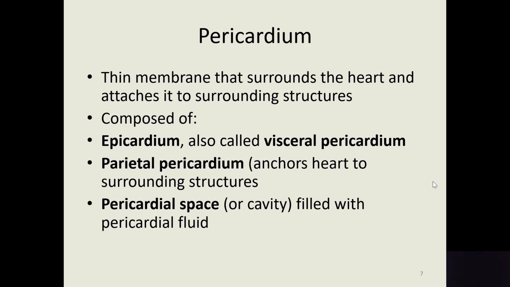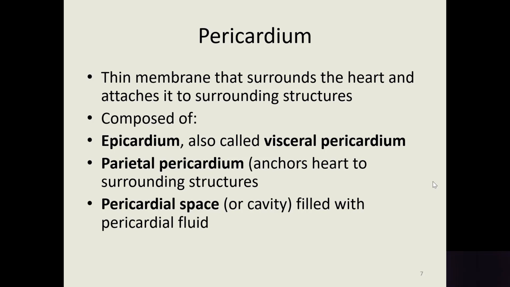So the pericardium, think of the pericardium as the sac that surrounds the heart. And it has two basic layers. The layer that sticks to the heart is called the visceral pericardium. Visceral means organ. That visceral pericardium is the same thing as the epicardium. So the layer of that sac that sticks to the heart is called the epicardium.